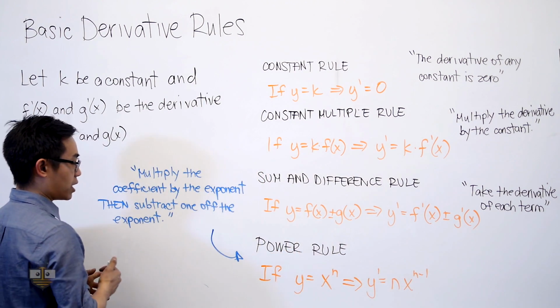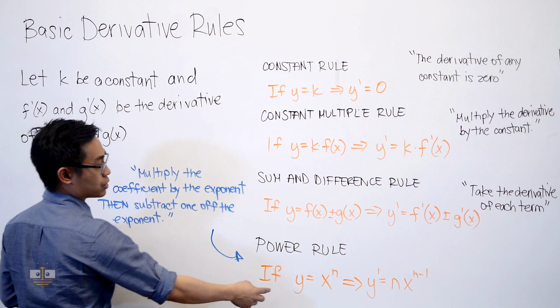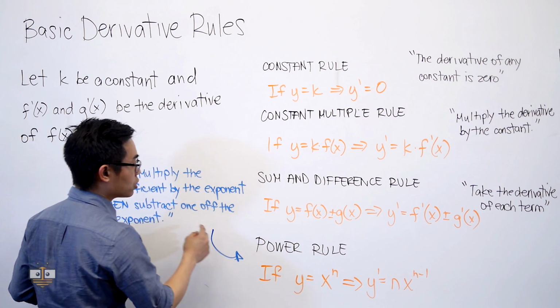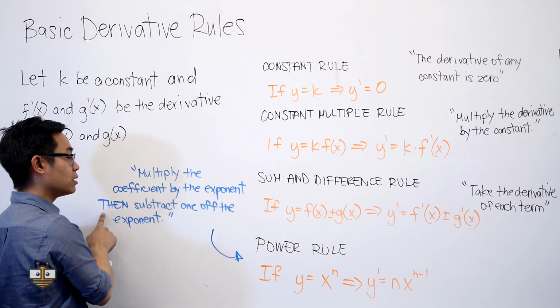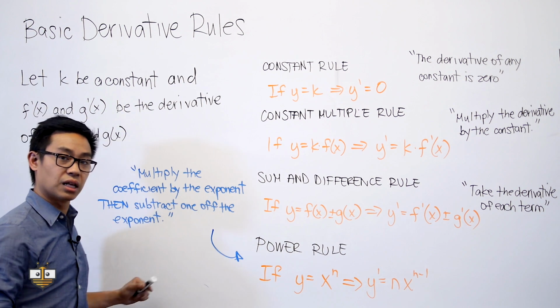The way that I remember that is multiply the coefficient. So the coefficient here was 1. You multiply it by the exponent. Then subtract 1 off the exponent. Let's do some examples.